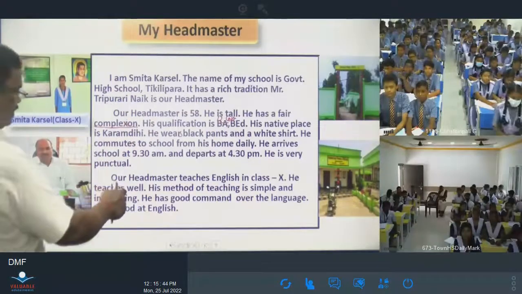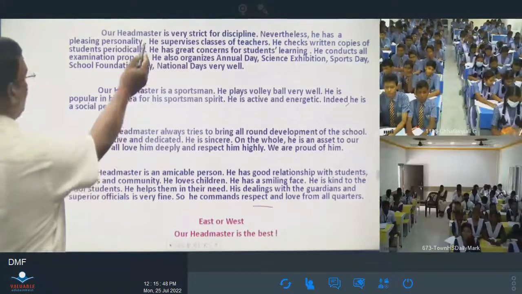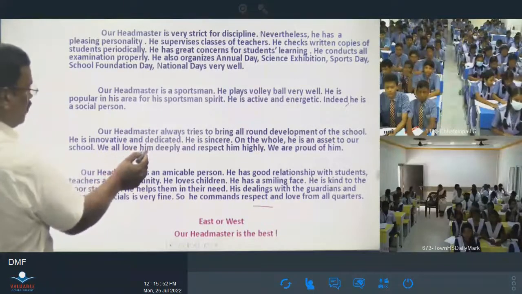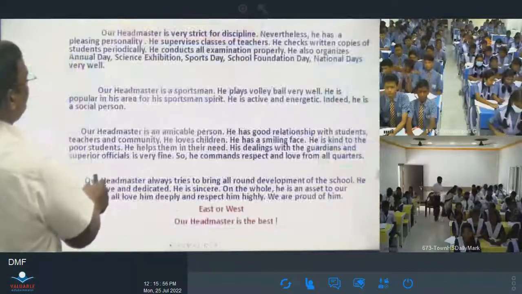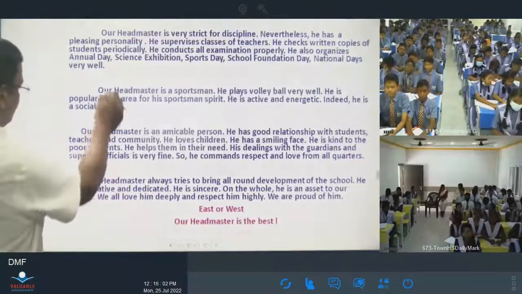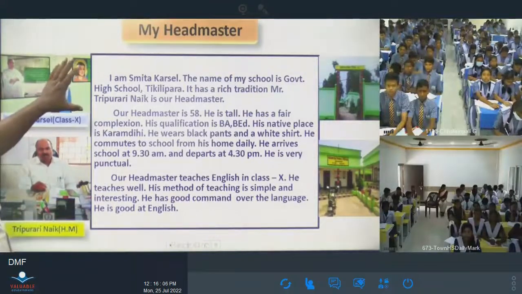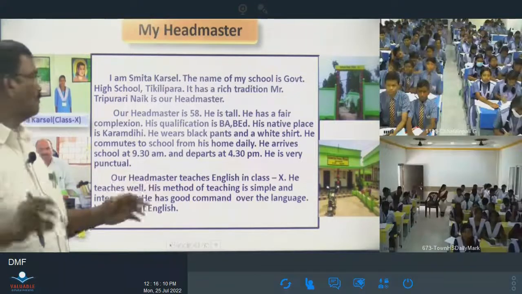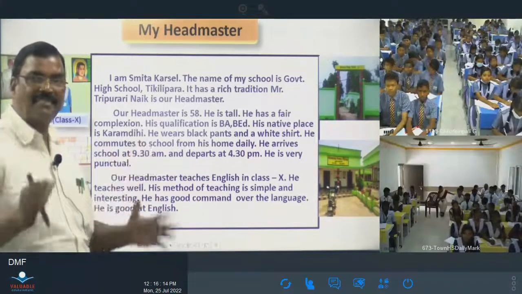Mark here. After this, it talks about discipline, it talks about sportsman, and it talks about the all-round development. But here, mark the sequencing of ideas. How systematically, first of all, we write the introductory paragraph, the name of the school where you study, and the name of your headmaster.